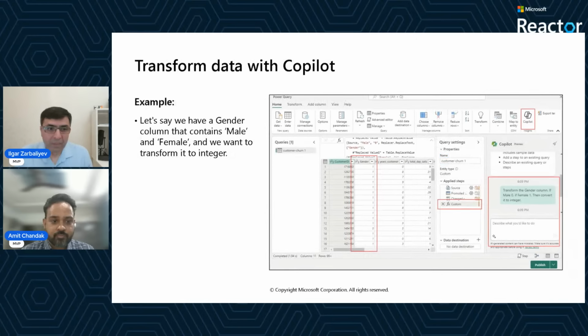Copilot can be a valuable tool for assisting with data flow transformations. Let's say we have a gender column that contains male and female, and we want to transform it. The first step is to activate Copilot within your data flow. Once that's done, you can then provide specific instructions on the transformation you want to perform. And Copilot adds a new step automatically, and you can always revert it if you want, or continue to build on it for further transformations.